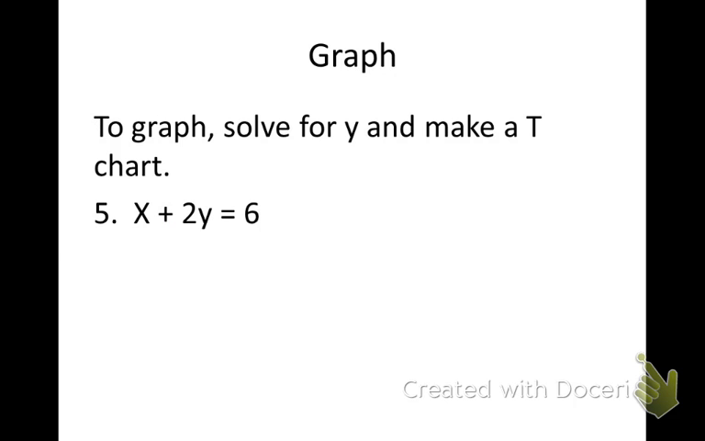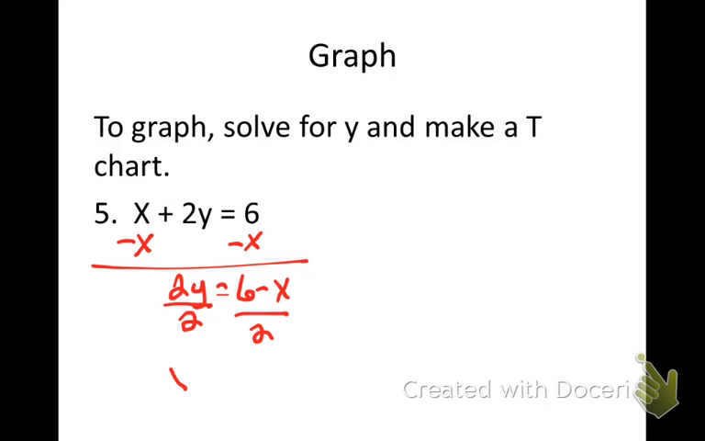To graph, we're going to talk about different ways to graph, but right now we're going to graph by making a chi chart. But usually we want the y by itself first. So I'm going to subtract x from each side and get 2y equals 6 minus x, and then divide by 2. And I can write this two different ways.